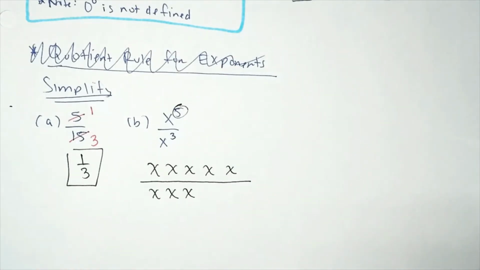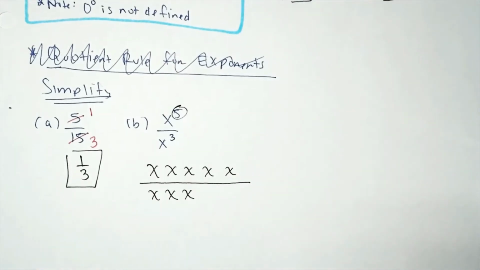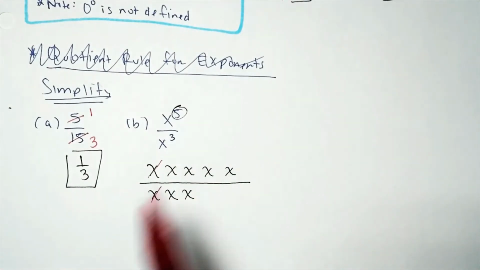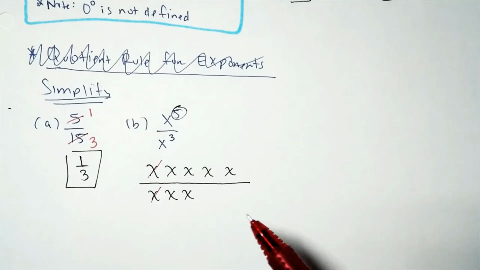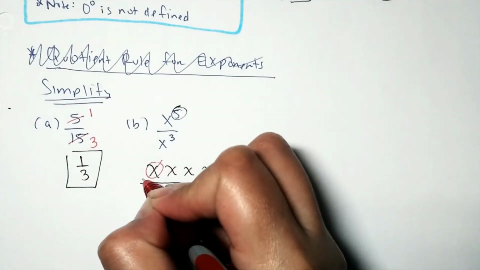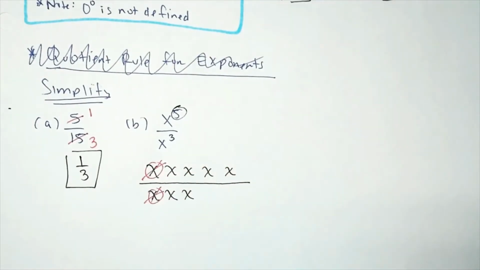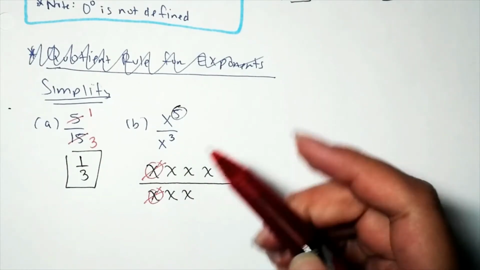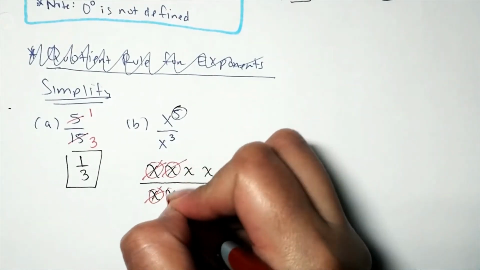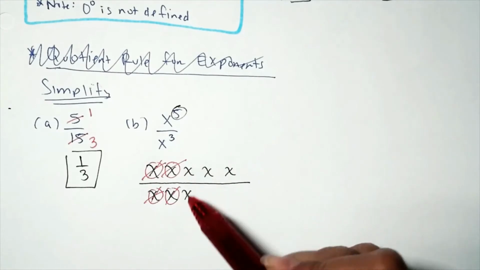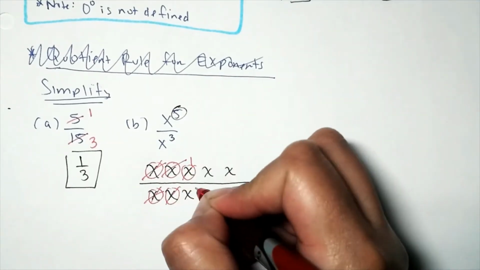Cross cancel. Okay, x on top, x on bottom, they cancel. But notice how my cancel lines, my cross cancel lines blend in. So I'm gonna circle out, circle out. We have another pair of x's that we can cancel out. So let's do this. We have another pair of x's that we can cancel out.